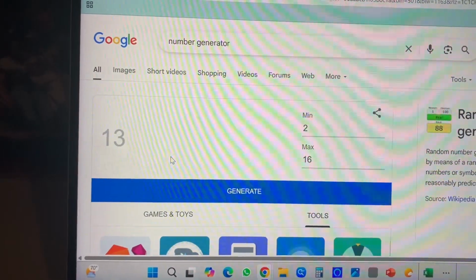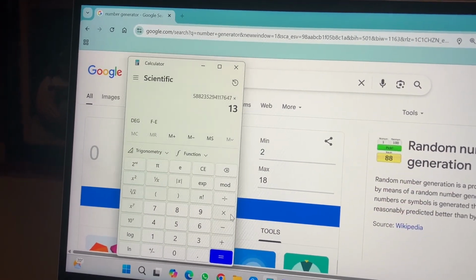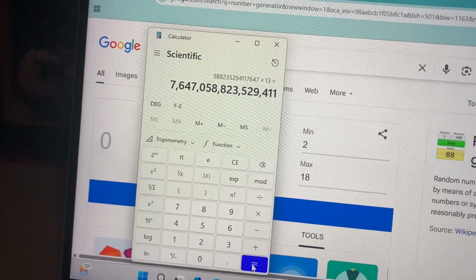Now, one more number from this. Wow, 13. Okay, I got 11, then 12, and 13. Times 13 is 7 quadrillion, 647 trillion, 58 billion, 823,529,411 times 13. So that should be 7.6 quadrillion. Yes! Now I'm going to move on to the number that is the reciprocal of 1/19, which is 52 quadrillion.